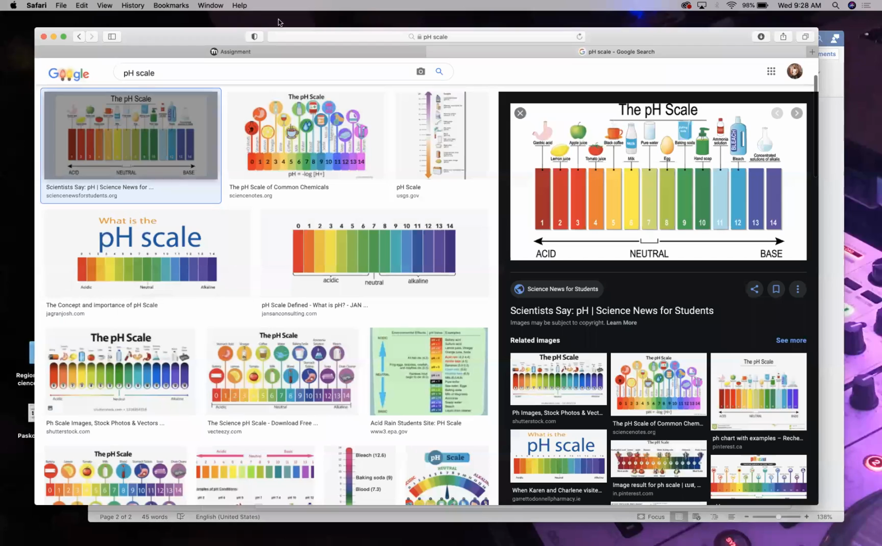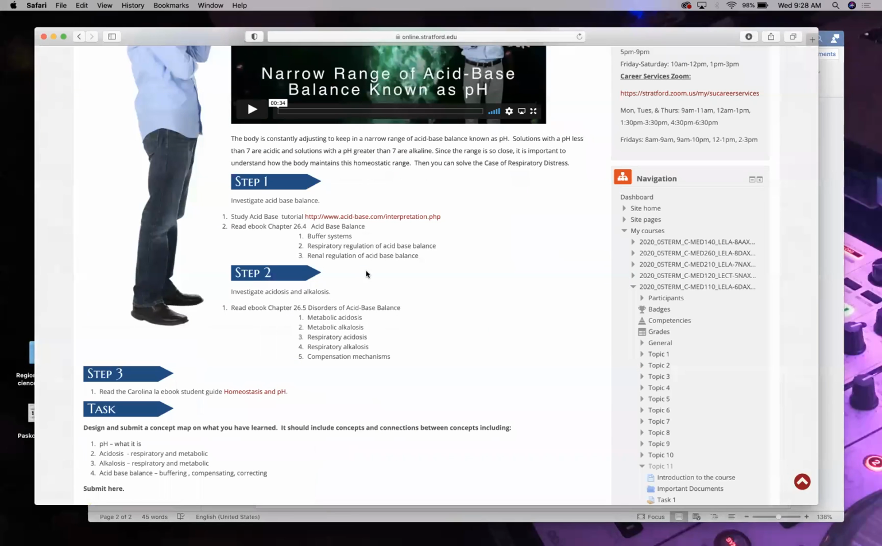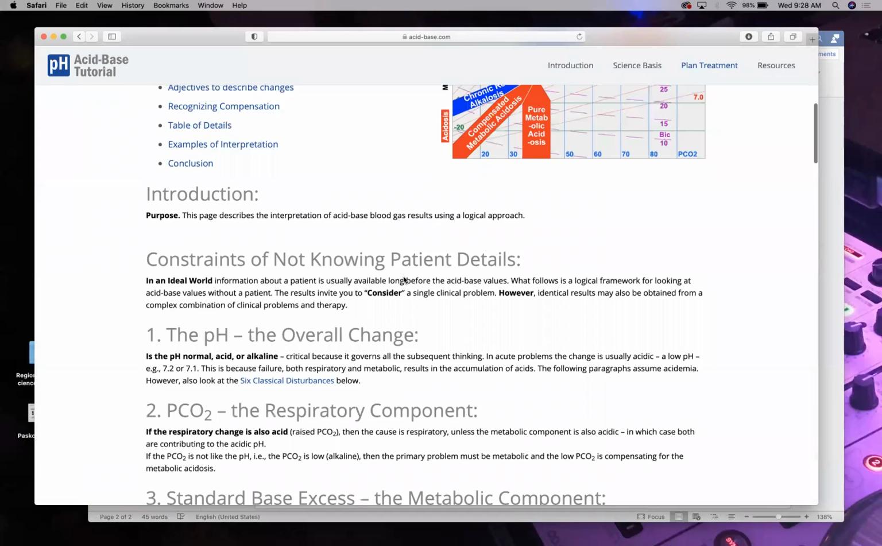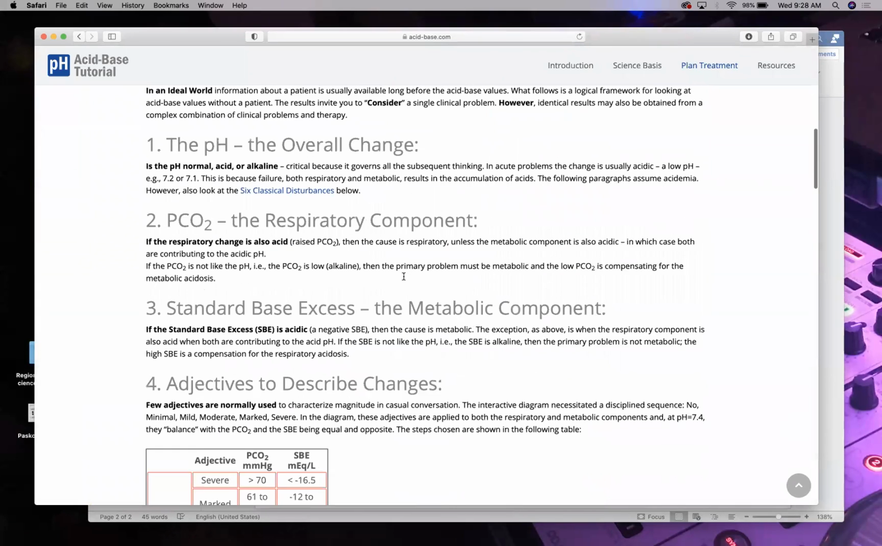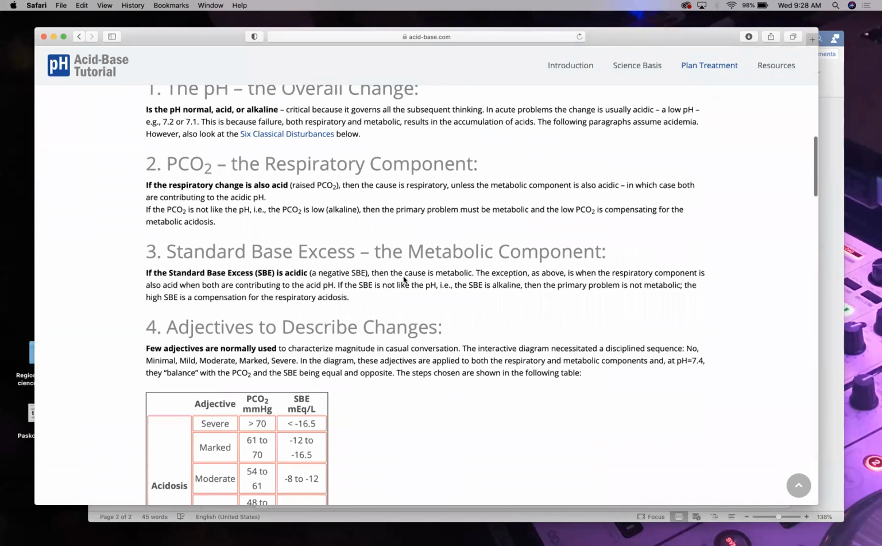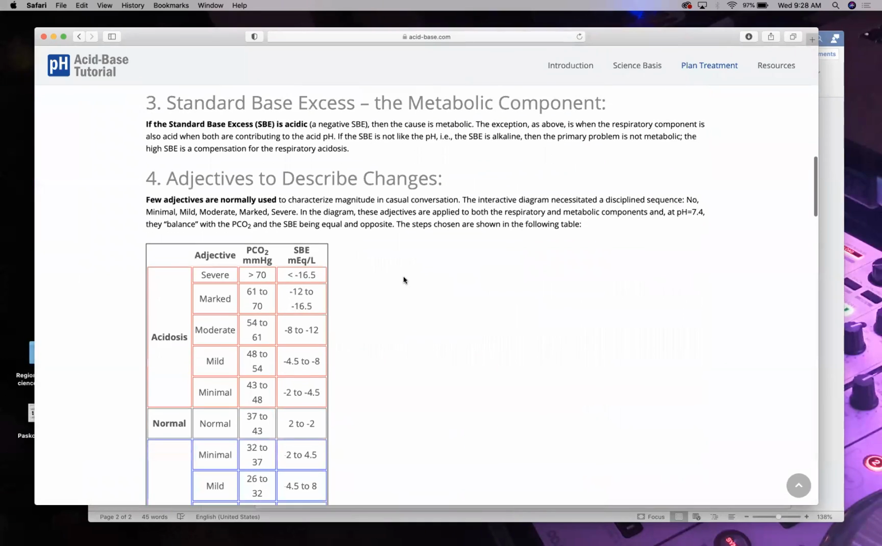All righty. Any questions? You put it in the chat. Now, let's go to, let's see. We did buffering systems, right? Respiratory regulation, acid base, and here's an acid base tutorial. I wonder if this is active or not. Oh yeah, this is the thing that I didn't like. Well, it's all right.